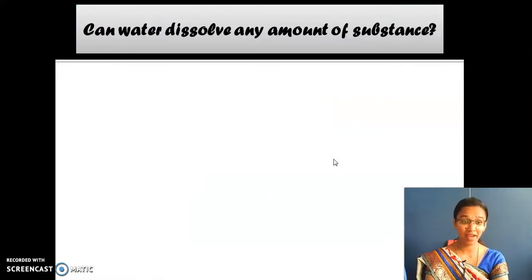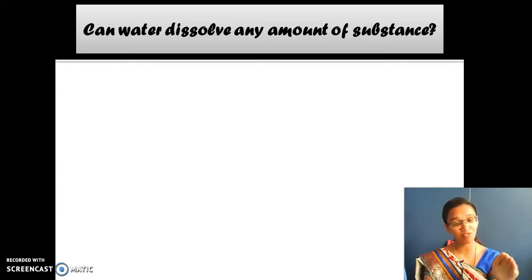Can water dissolve any amount of substance? What is the topic? Can water dissolve any amount of substance? Consider you are having 500 ml of water. You keep on putting salt or sugar inside and it keeps on dissolving. Whether 1 kg of salt will dissolve in 500 ml of water? Okay, consider it gets dissolved. If you are adding 500 grams more, will it dissolve?